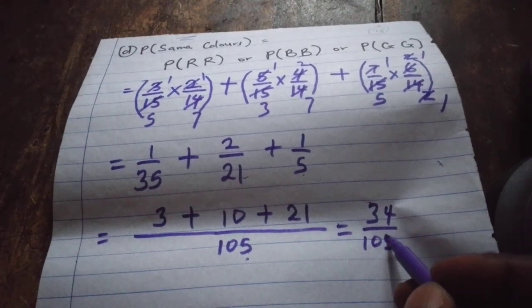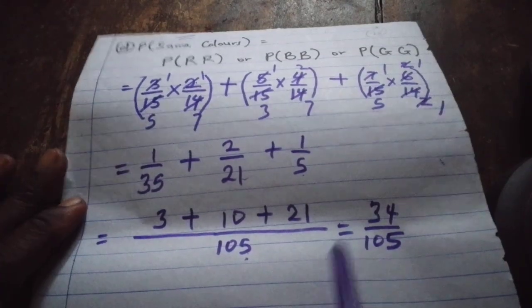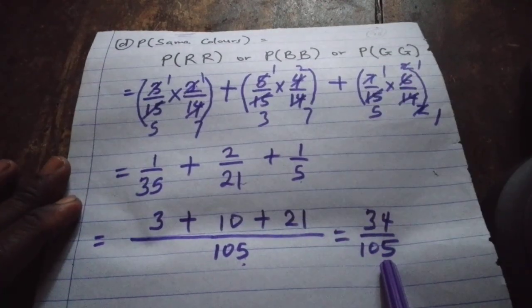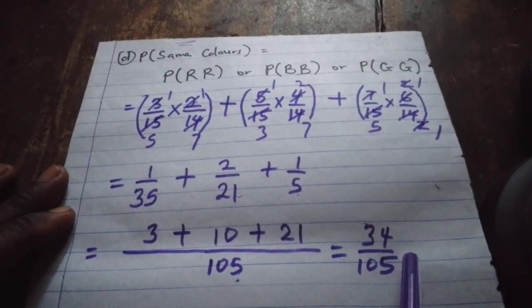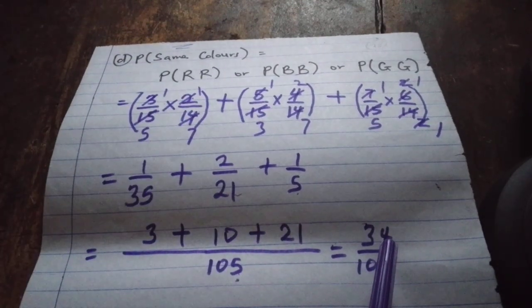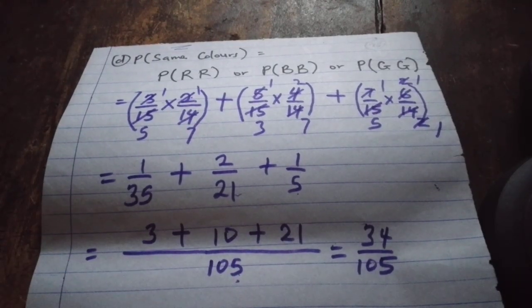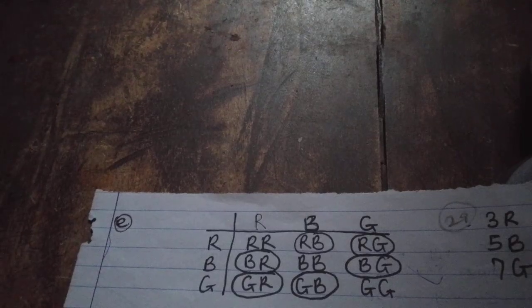Is there any other number that can divide them? No. So that means the lowest term is what? 34 over 105. So the probability of having the same color, that it can be red or blue or green, we have it as 34 over 105. For the last part of the question, we say that the probability of having both to be of different colors.